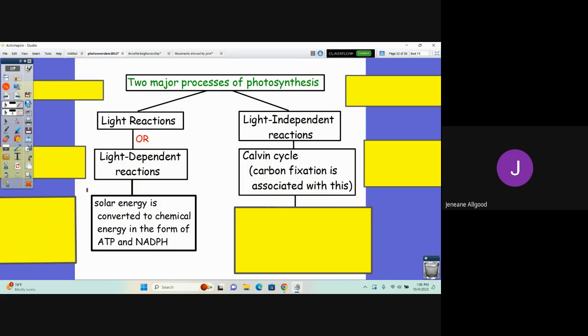Notice I didn't say anything about sugars there. Sugars are not produced during the light reactions. They are produced during the Calvin cycle. So that's why photosynthesis comes in two parts, because in this first part, you are converting light energy into chemical energy in the form of ATP and NADPH. And then in the light independent reactions, or the Calvin cycle, you're going to turn around and use that ATP and NADPH in order to make sugars.